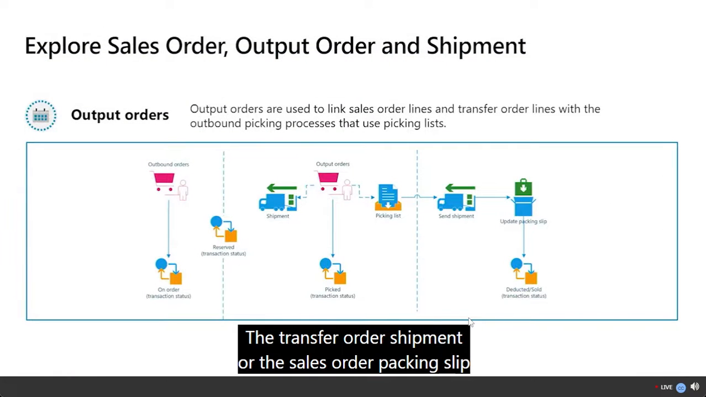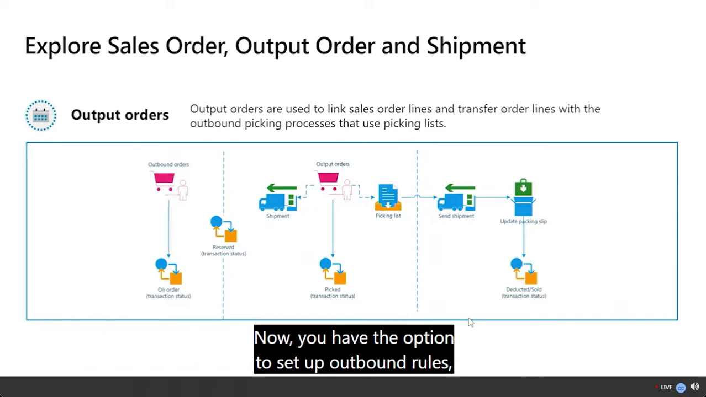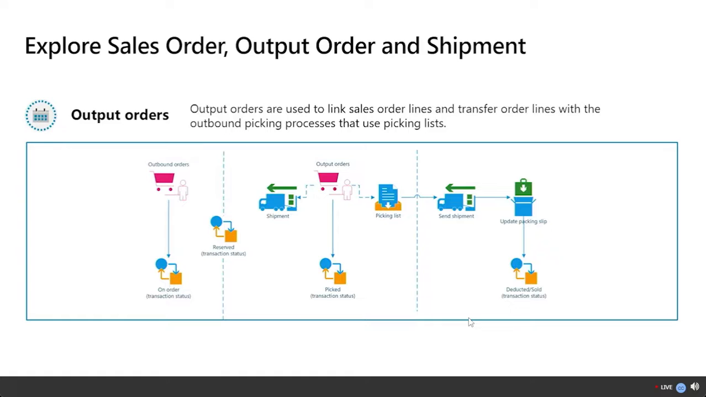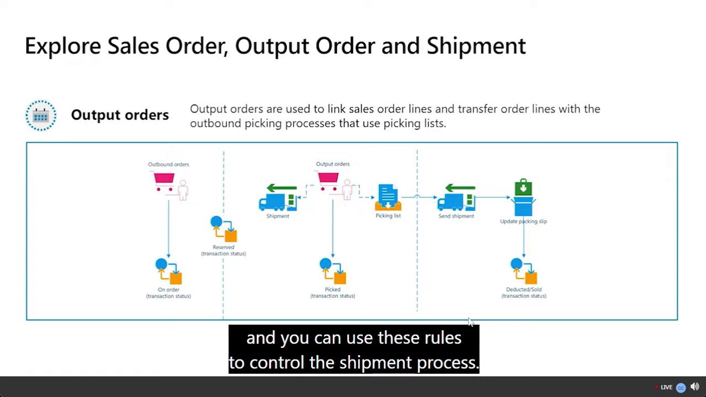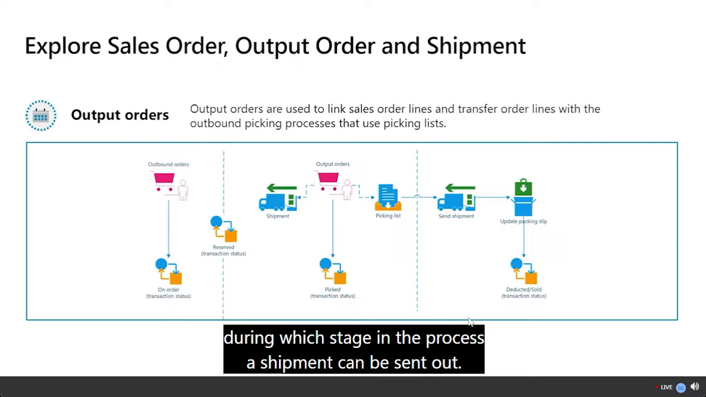So now that we've created the purchase order, I wanted to explain what happens after an order has been placed. So after an order has been placed, the items in the order need to be picked in the warehouse, and then they need to be packed for shipping. An output order is going to be considered the advanced picking function that links the sales orders and the transfer orders with the picking lists.